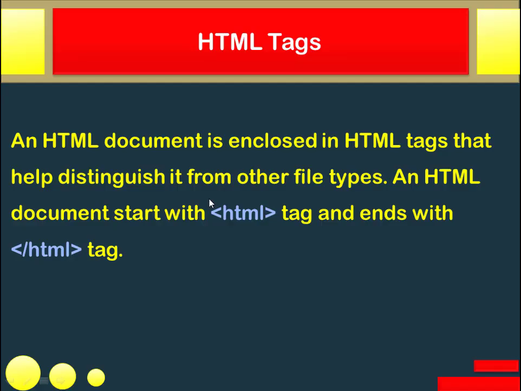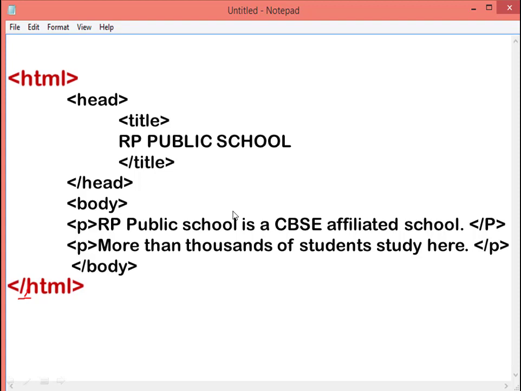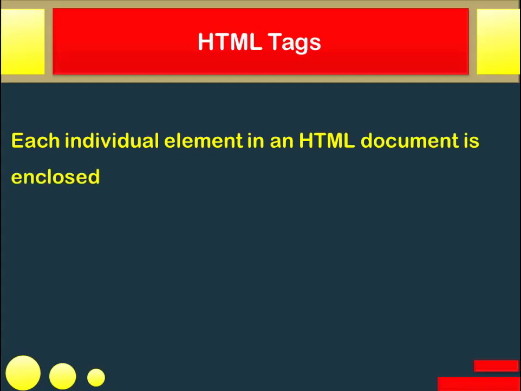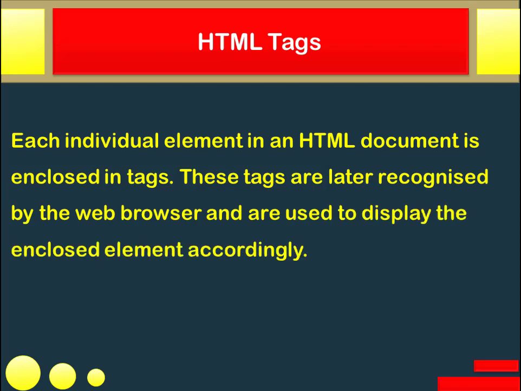So what does it say? It says that an HTML document starts with the HTML tag and ends with the HTML tag only. I hope you understand. The entire document is to be placed within the tags. Any HTML document begins with the HTML tag and ends with the HTML tag. Proceeding further, each individual element in an HTML document is enclosed in tags. These tags are later recognized by the web browser and are used to display the enclosed element accordingly.